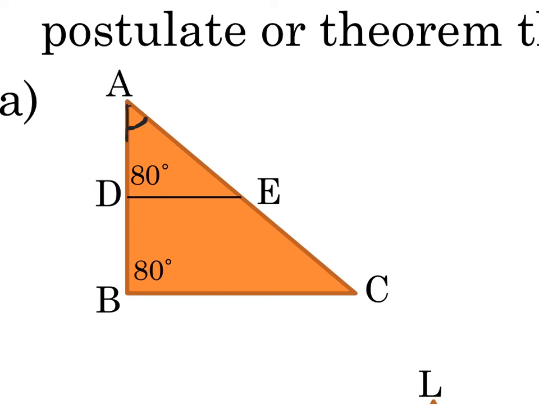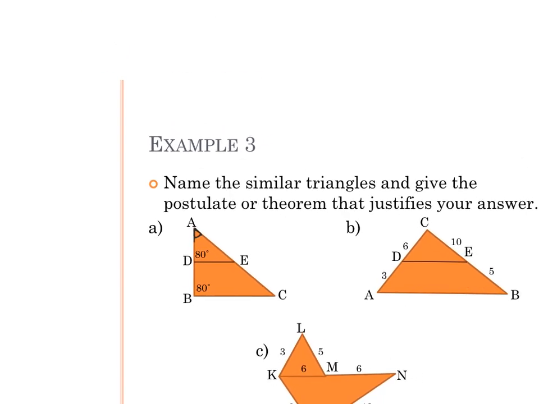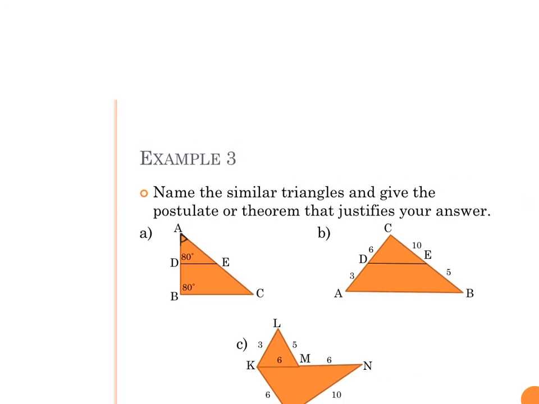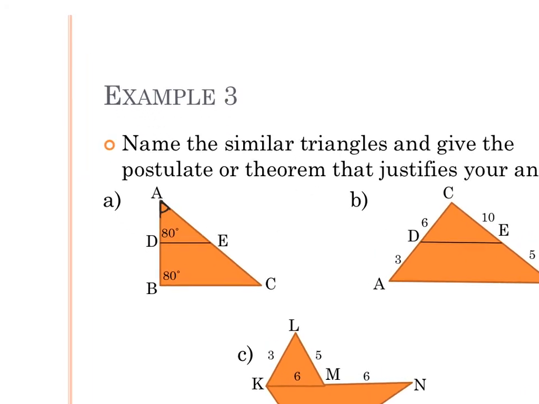So that's a good thing to look for. I shouldn't say always. There will be situations where you won't have them. There's going to be some complicated things in the future. But if you look at the big triangle, it says, name the similar triangle. So we have to name them.